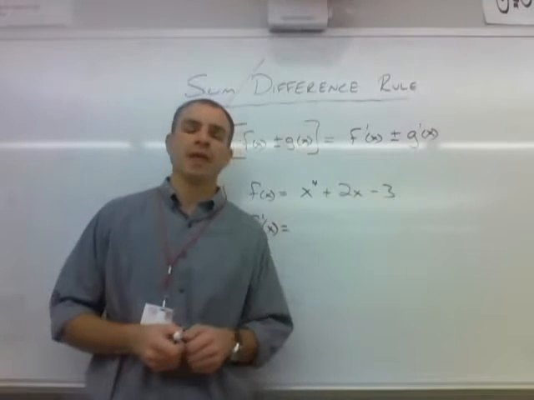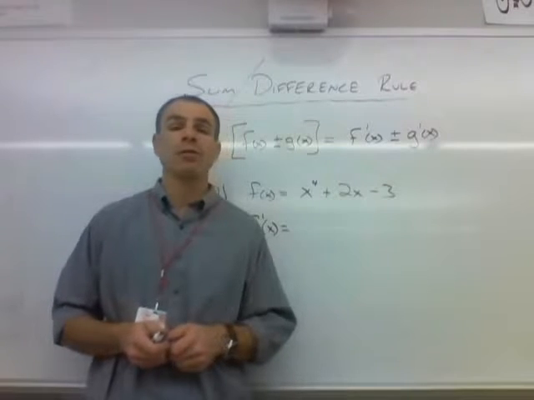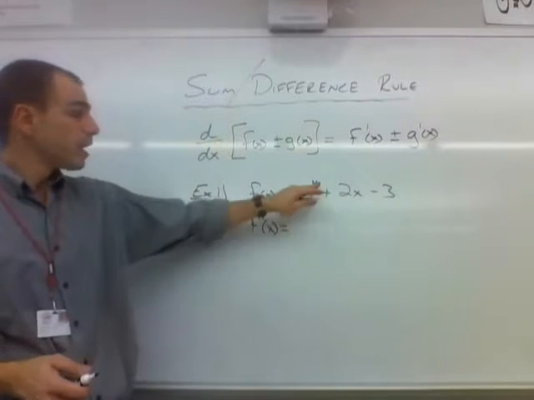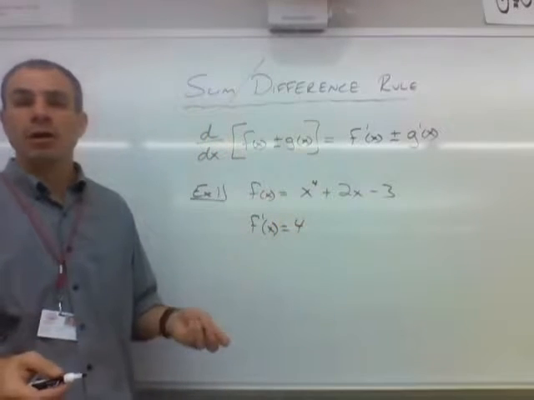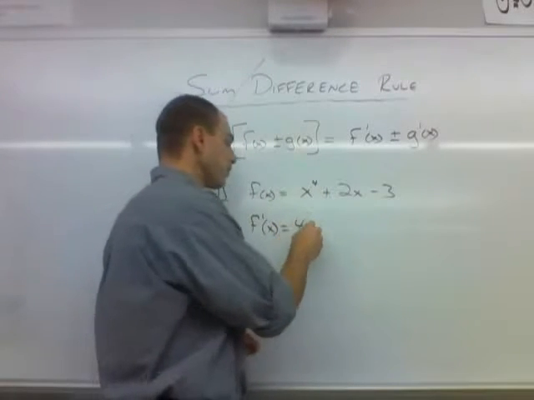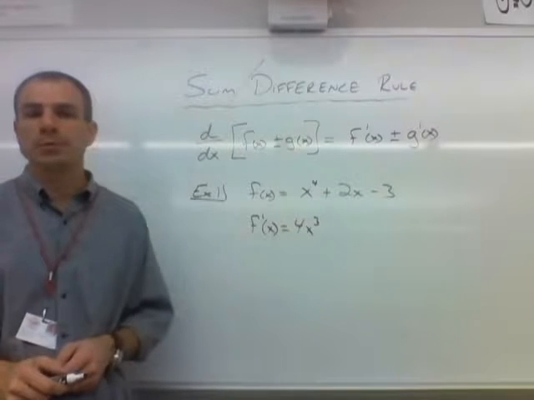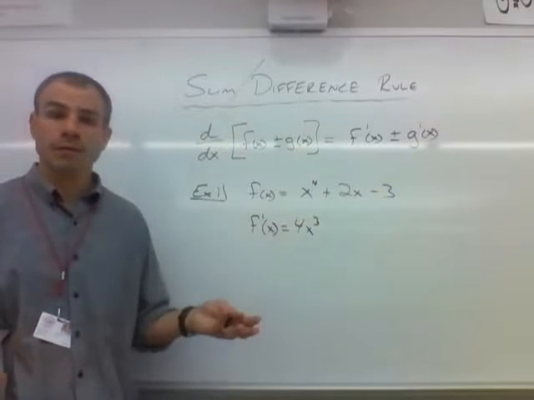Which rule are we going to use for that? Exactly, the power rule. All right, so the power rule says we take our exponent, we move it out front, so that gives us a 4, and then we drop one from our exponent. So x to the fourth becomes x cubed. And that's the derivative of our first term.